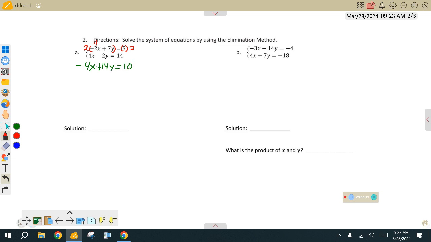So what we're doing is taking that top equation, and in this case we are doubling it. And by doubling it, what did that do to our x? It made it negative 4x, didn't it? All right, don't touch that bottom one. Don't break it. It's good to go. Slide that bottom one right on down.